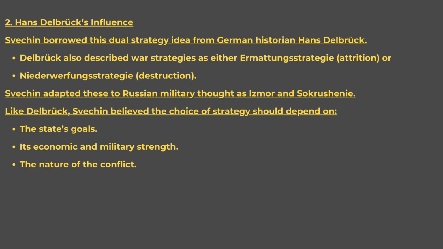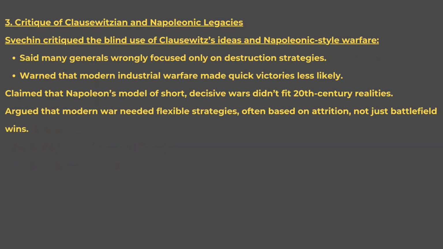Part 3. Critique of Clausewitzian and Napoleonic legacies. Svechin was critical of how Clausewitz's ideas and Napoleon's methods were often misused. His main points: many generals focused blindly on destruction strategies, thinking that quick victories were always possible. Svechin warned that modern industrial warfare made quick victories less likely. He argued that Napoleon's model of short, decisive wars didn't fit the 20th century realities. Wars had become longer, involving economies, societies, and political systems. Therefore, Svechin said modern wars needed flexible strategies, often based on attrition, not just battlefield wins.